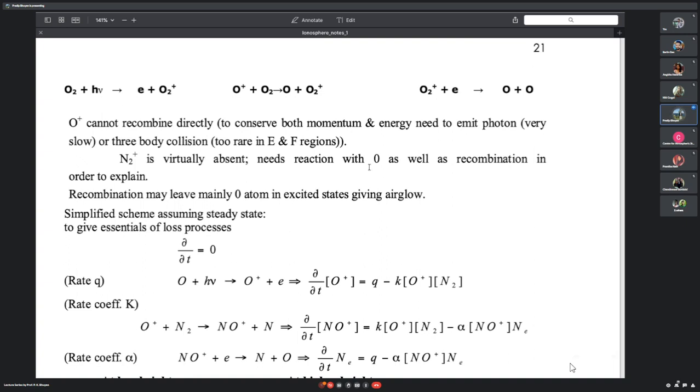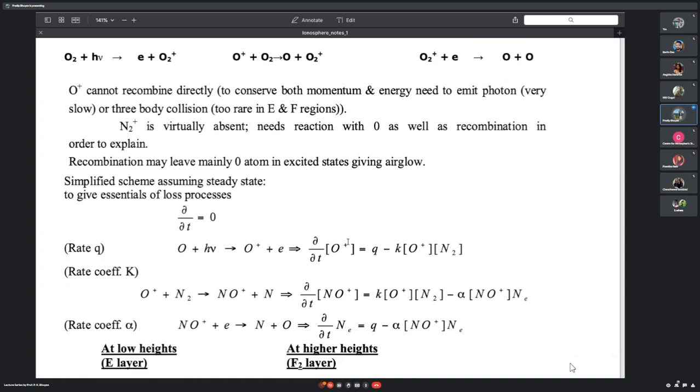When you have only O, this O2 plus plus e will produce O and O. These will be in the excited state. Both of these O atoms are not in the ground state, and therefore they will give rise to airglow, meaning night glow. That O gives you an airglow at a wavelength of 536 nanometers or so. Okay, forget about that. Now let us come to these three reactions.